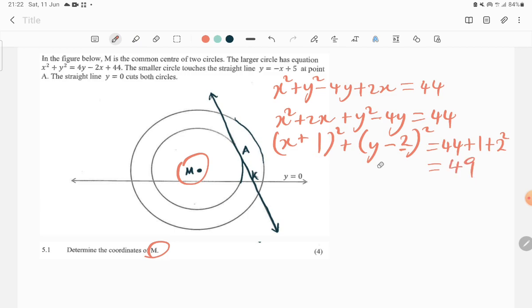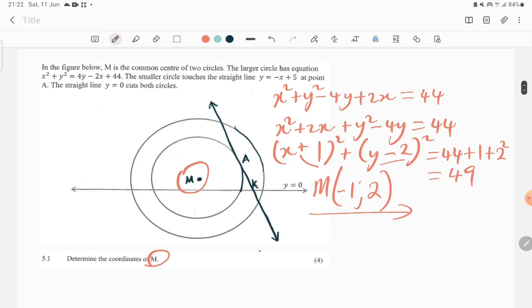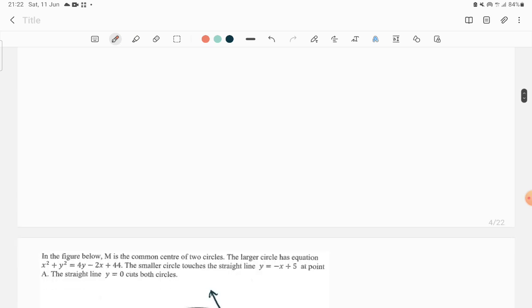So when you have the equation of the circle in this format, it's always easy to take down the coordinates of the center. If you have +1 here, you always write the opposite sign. Then if you have -2 here, you always write the opposite sign. So the coordinates of M is (-1, 2). Lovely. Moving to the next question.